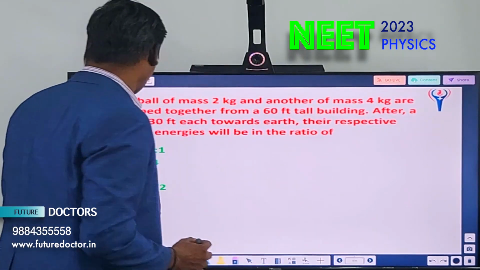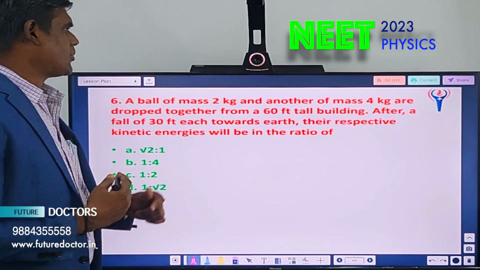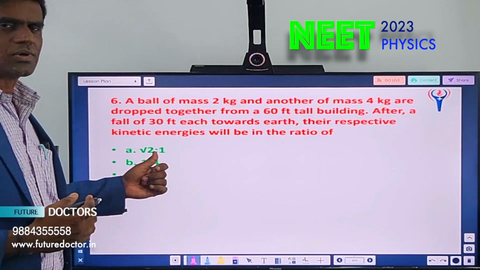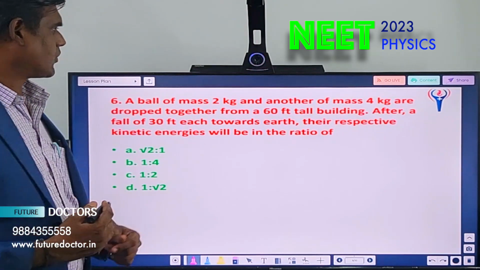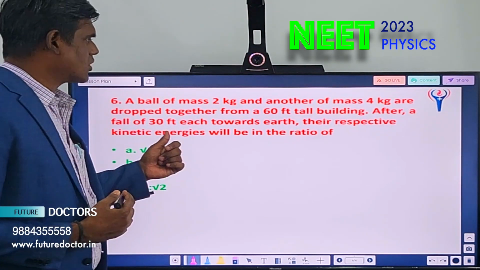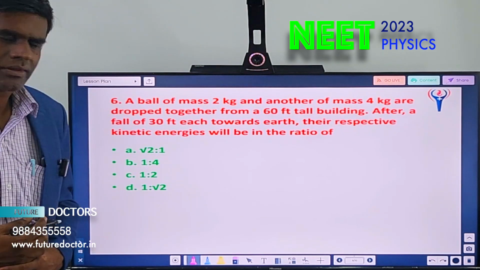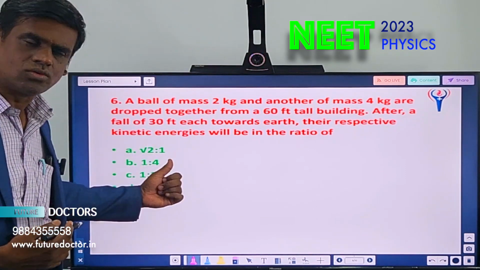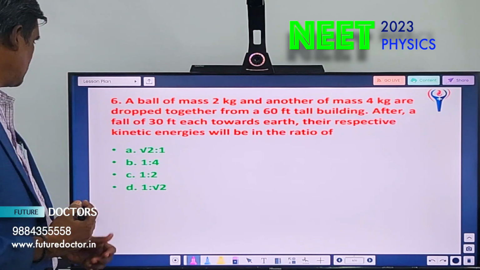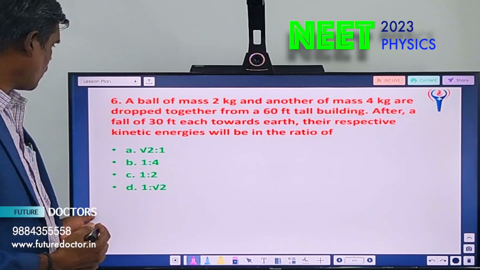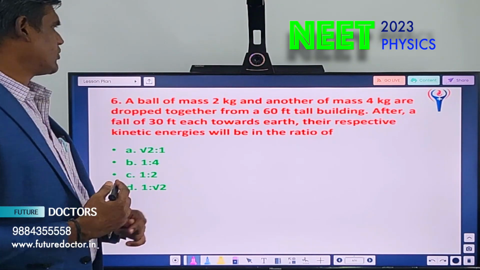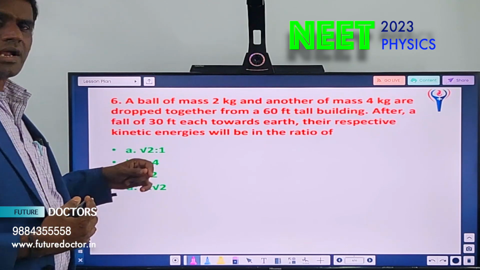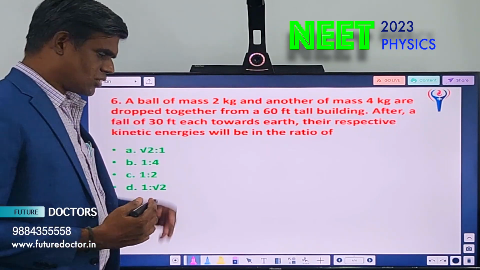Let's move to question number 6. A ball of mass 2 kg and another of mass 4 kg are dropped together from a 60 feet tall building. After a fall of 30 feet each towards the earth, the respective kinetic energies will be in the ratio of dash. A option, √2:1. B option, 1:4. C option, 1:2. D option, 1:√2. Here you should know the relation between kinetic energy with respect to mass and height. By knowing the formula, you can solve this question.